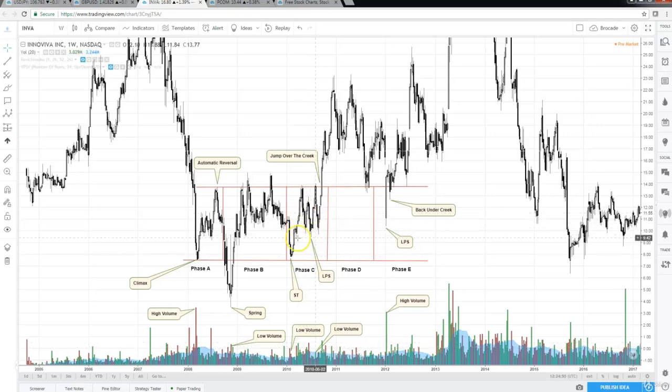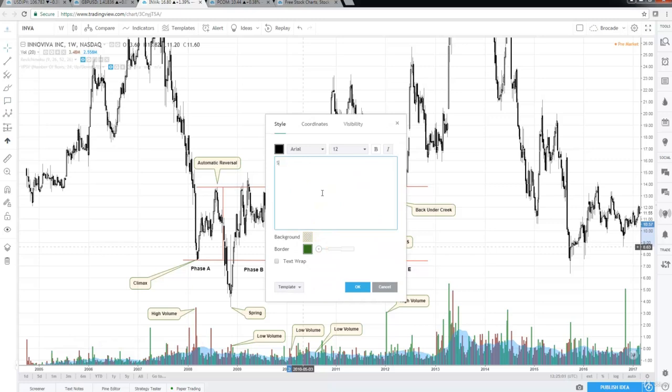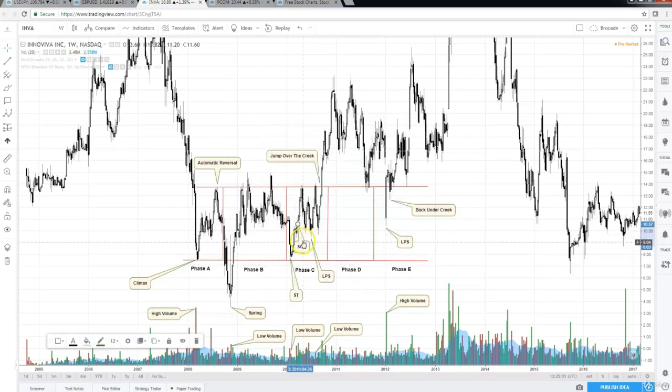So we know that this is the LPS area because it is what I normally call an SOS, or a sign of strength. I always look out for that SOS. So just remember that, guys, SOS. I'm going to add that in here. I always look out for an SOS in that phase C, because SOS is 9 out of 10 times in a phase C. On the odd occasion, we get it within a phase D, but in phase D we're normally above the creek. But I always look for my SOS very early on within the accumulation area in phase C.